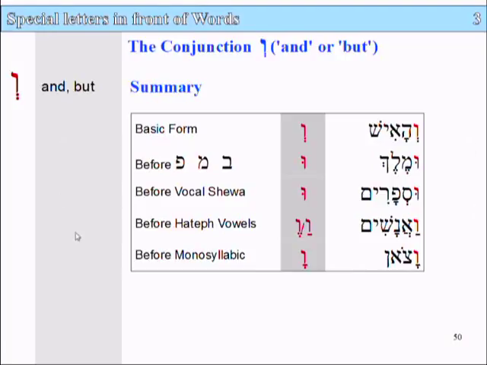So those are the rules regarding the vav, but just be aware that if you've got a vav in front of a word, it just means and. And the Hebrew scriptures have already got all the dots and dashes in it, so you don't need to worry about how to put these words together. You just have to know how to read them. You just have to be able to read malik and know that it means and a king, and it's an u sound as opposed to a vav. So now you know that the sounds change depending on what sort of words they're in front of, but it all means and. Sometimes it's translated but.